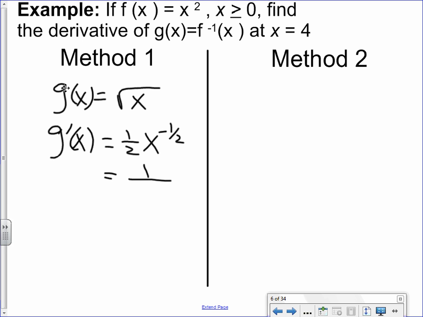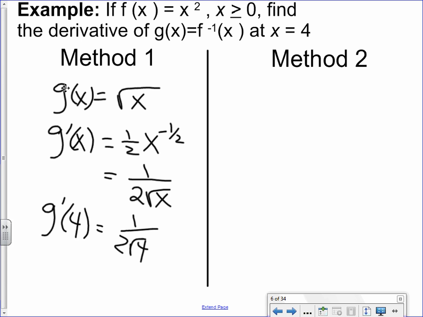So it's 1 over 2 rad x. And we want to know what is the slope of this inverse function at 4. So now we could just plug in 4. 1 over 2 rad 4. What does that equal? 1/4. So it would be nice if we could always just get the inverse and just take the derivative and plug in a number. But I want to show you the other way to do it with this one.